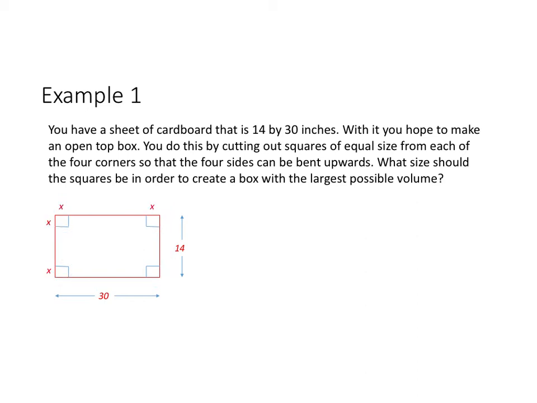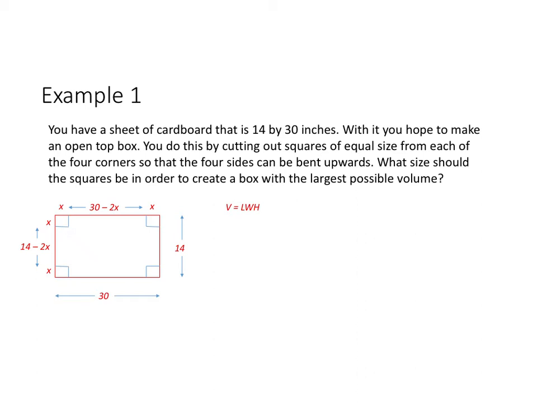Now, as I said, each of these is a square, and we don't know what that value is. So for now we're just going to call it x by x. As you can see, we're going to have four squares that are x by x. So once we cut these squares out, the sides of our box will be 30 minus 2x for the length, and 14 minus 2x for the width, since we're cutting out these squares, which are x by x.